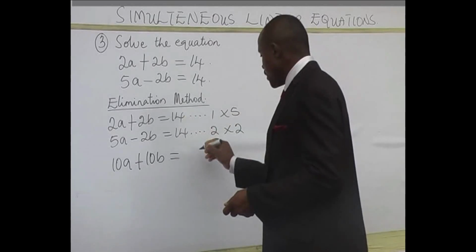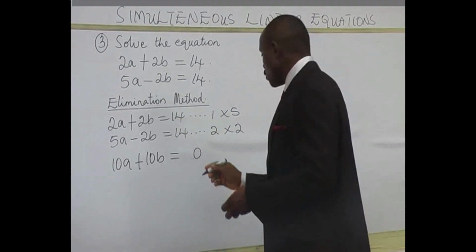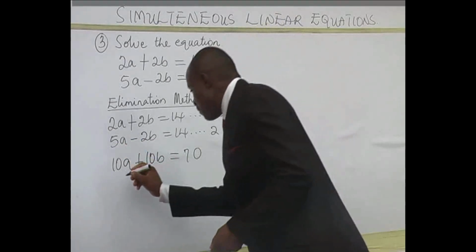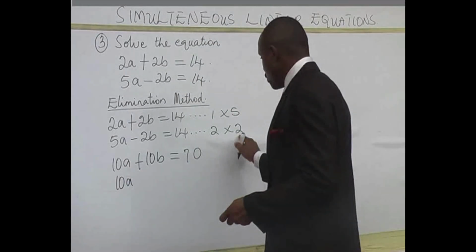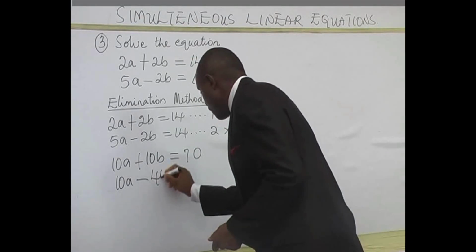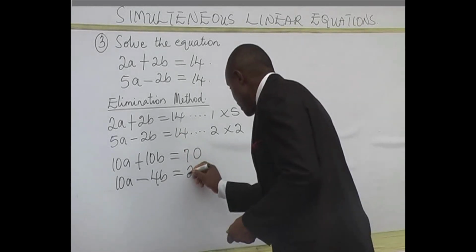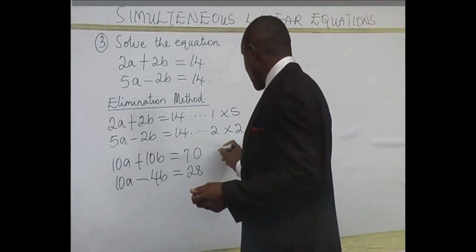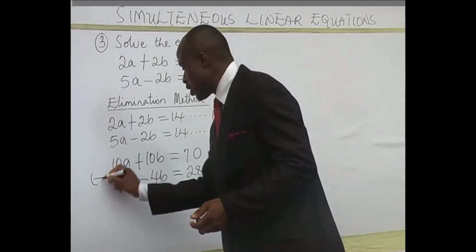That is 5 times 4 is 20. Write 0 and carry 2. 5 times 1 is 5 plus 2 will give you 7. 2 times 5a will give you 10a. 2 times minus 2b will give you minus 4b. Is equal to 2 times 14 will give you 28. Now subtract equation 2. Remember, this is equation 1 now, and this is equation 2. Subtract equation 2 from equation 1.